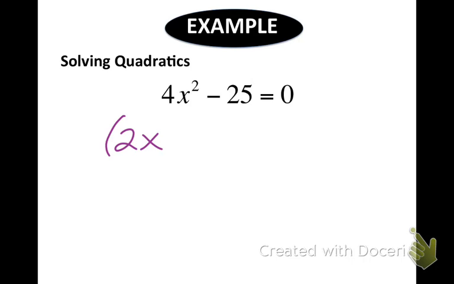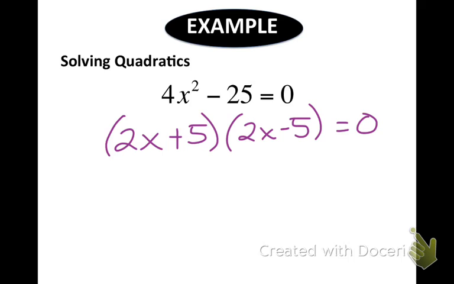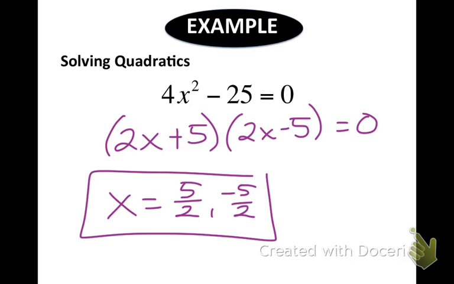2x. What's it going to be? Minus 5, 2x plus 5. So it'd be 5/2, but it's positive and negative 5/2, right? I don't think so. You get positive and negative 2.5.